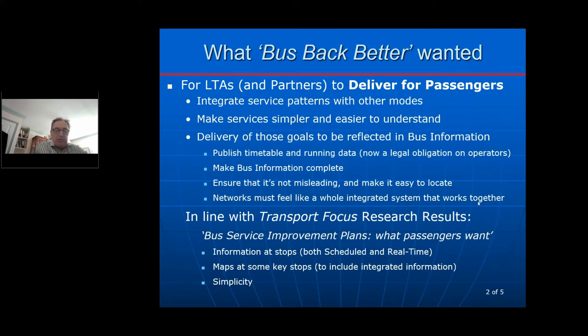That's in line, of course, with Transport Focus research results. They have this document, the bus service improvement plans, what passengers want. And that, of course, whilst it was published after the BSIP was produced, refers back to existing Transport Focus research. So bus users need information at stops, both scheduled and real time, maps at some key stops, and of course that will not just allow better information between bus services, but information across modes as well. And as I said before, key is simplicity: information that's simple to understand, simple to find.